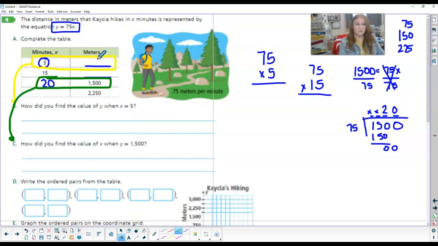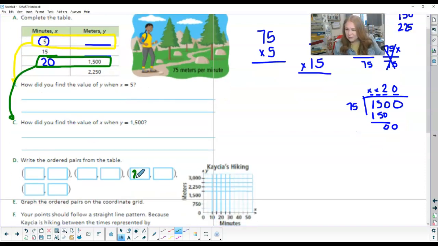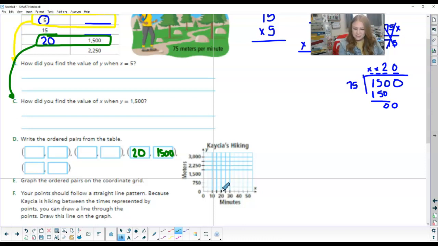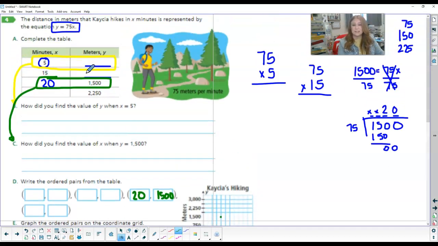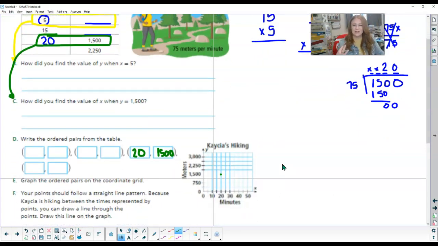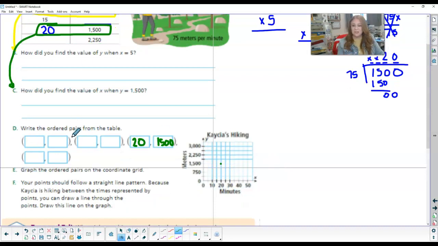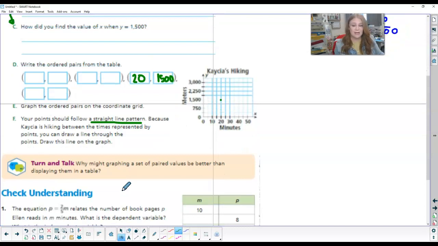And now we have this set of ordered pairs. X is this, Y is this. And we know we go over, then up or down. So if we have this one here, I know it's 20 and then 1,500. So I go over 20 minutes and up to 1,500. And you should get these other ones. Because it's an equation, the same thing is happening over and over again. You should have a nice, perfect straight line when you're done. So finish writing your ordered pairs from your table, graph them on your grid, and then they should connect into a straight line because it was a constant unit rate happening over and over again.